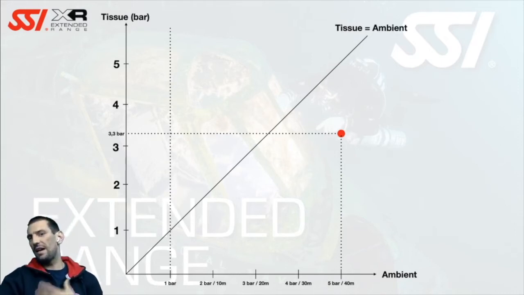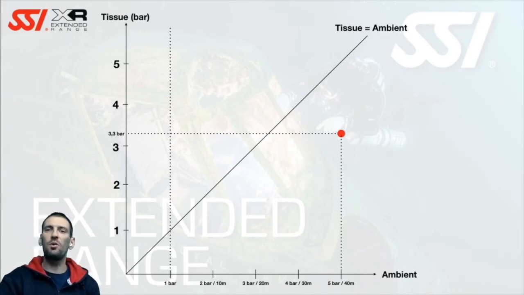So I can even say that at that point I'm on-gassing, because the pressure in the tissue is less than the ambient pressure. According to our theory that everything goes to equilibrium, right now the gas will travel into our body. So we will be on-gassing.